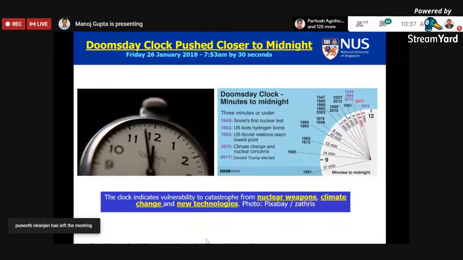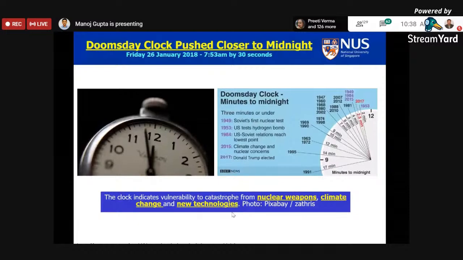Now this clock, or the needle of the clock, is moved based on three major factors: proliferation of nuclear weapons, the climate change, and the new technology. So you see, the climate change has a very important role to play, because nuclear weapons are still restricted to some countries, and if you explode a bomb, it will affect locally, but the climate change is affecting globally.